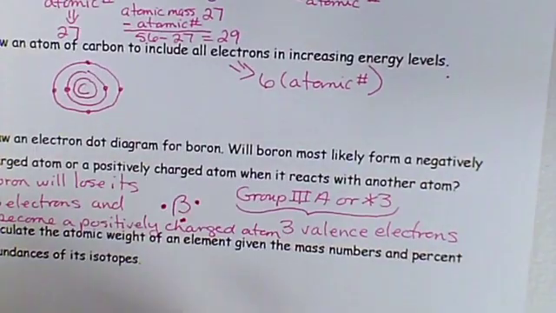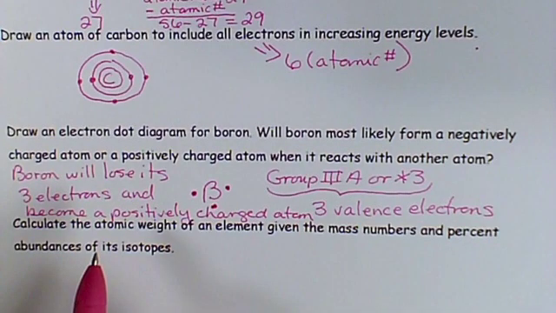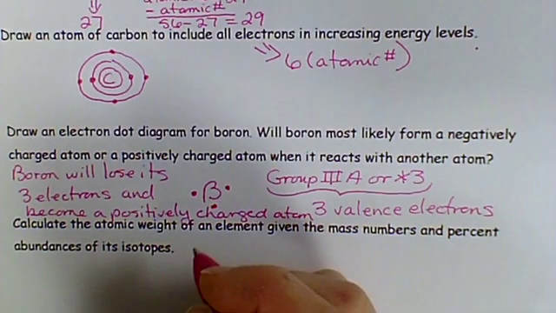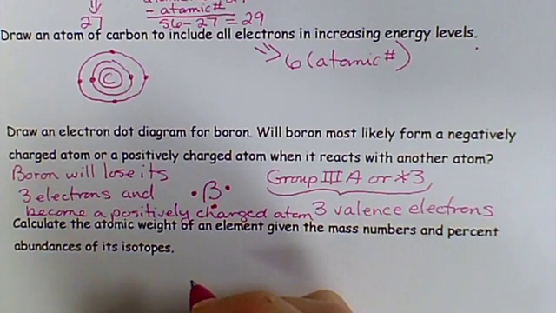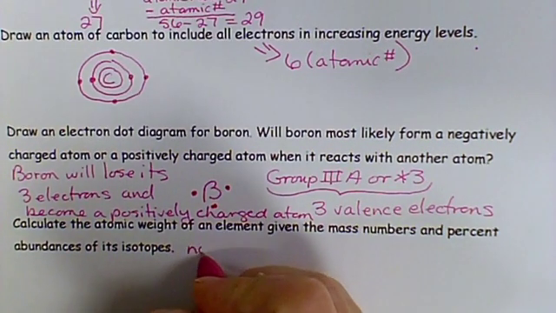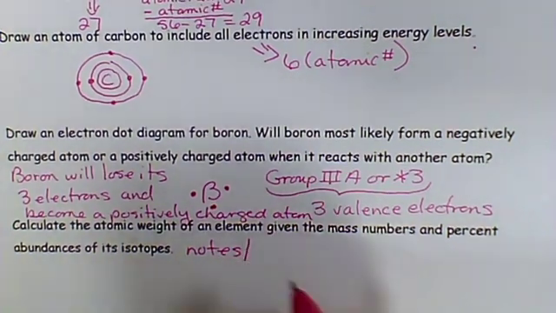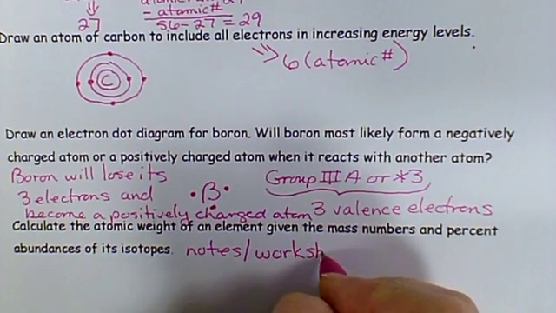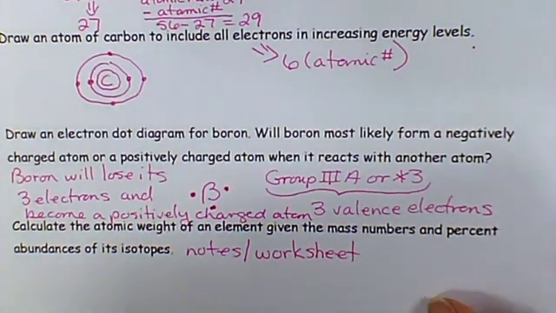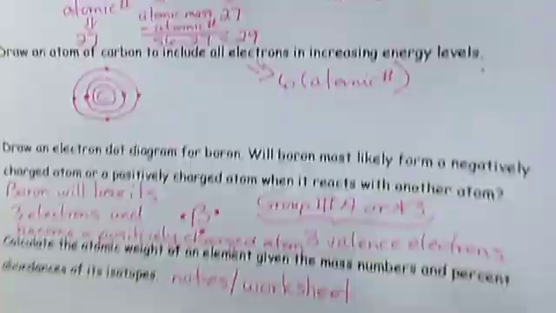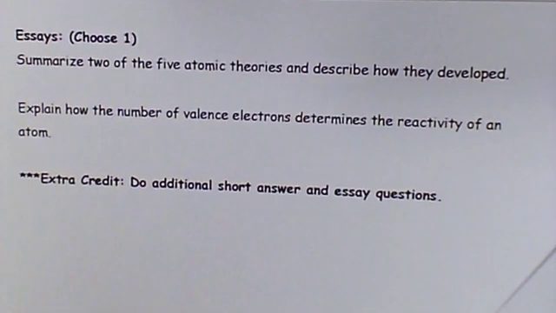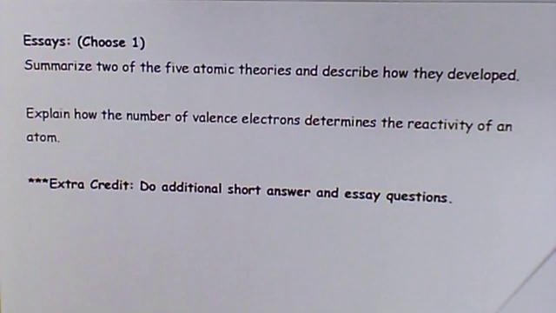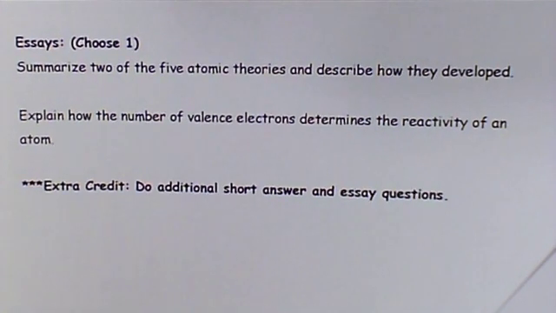Now, calculate the atomic weight of an element given the mass numbers of percent abundances of its isotopes. This was in that extra worksheet that I told you to staple to your notes. So look there and review this, from your notes in that worksheet. And then finally, the 2 essay questions. This is information that's in your notes, so go ahead and find that from your notes.